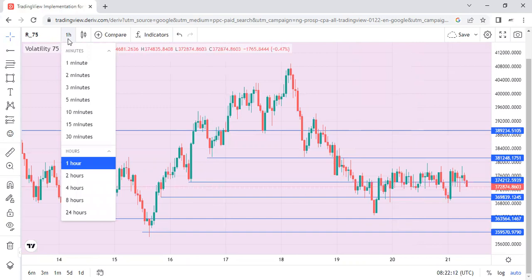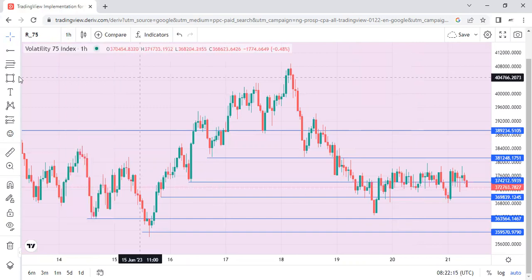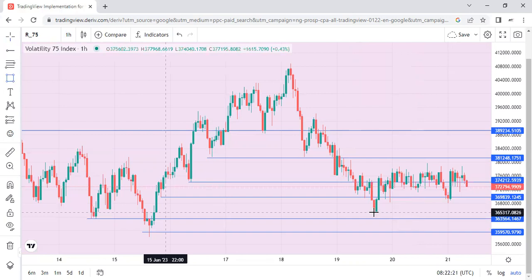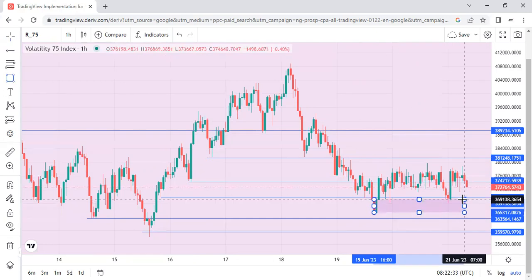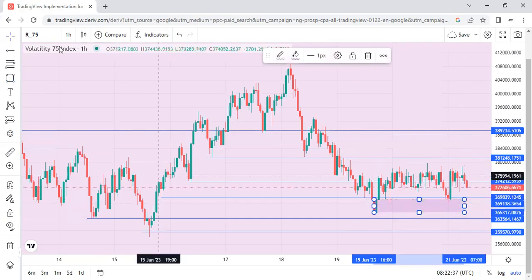I can see where market is going to respect this other block right here. Let me show you. This other block right here. This is one other block that market is going to respect. This one. And this other block right here too.